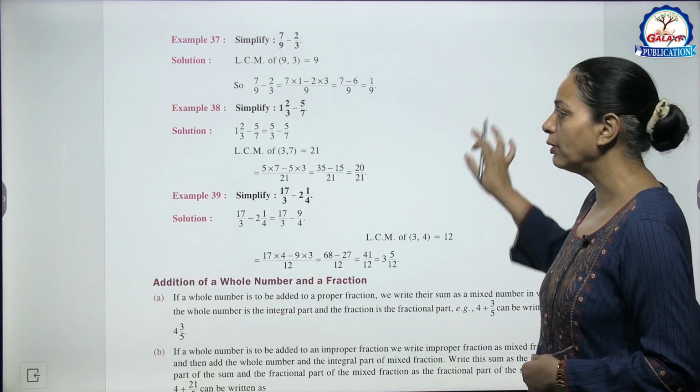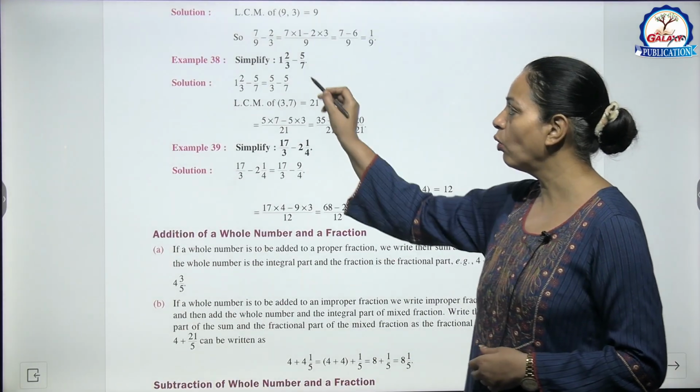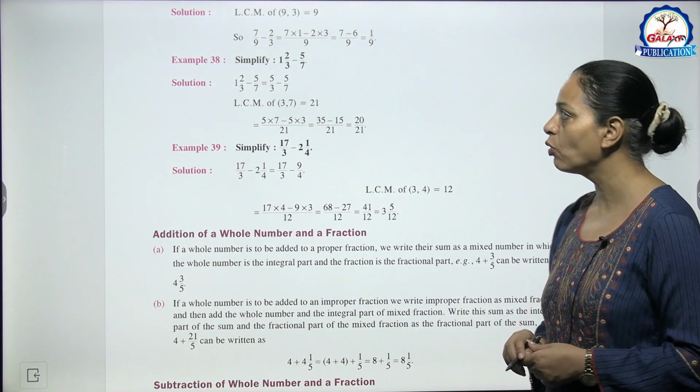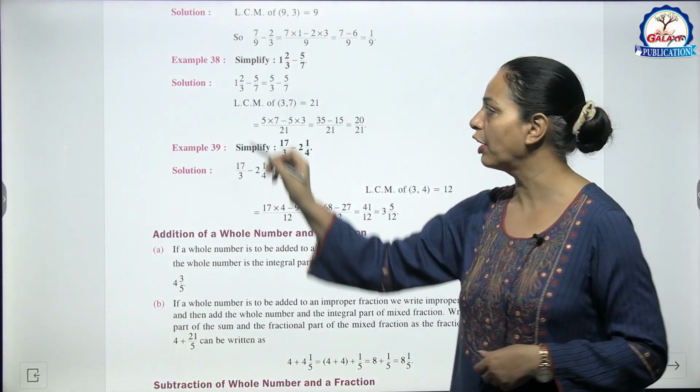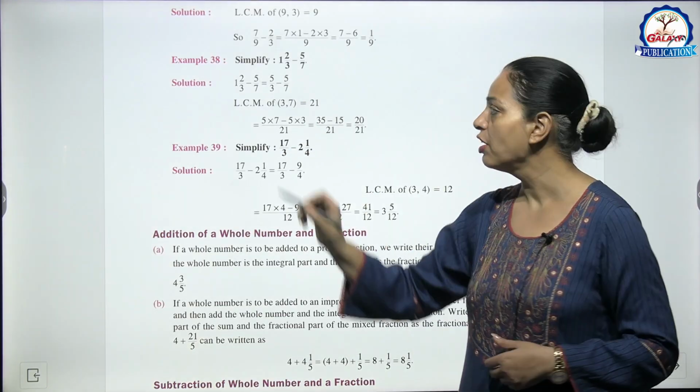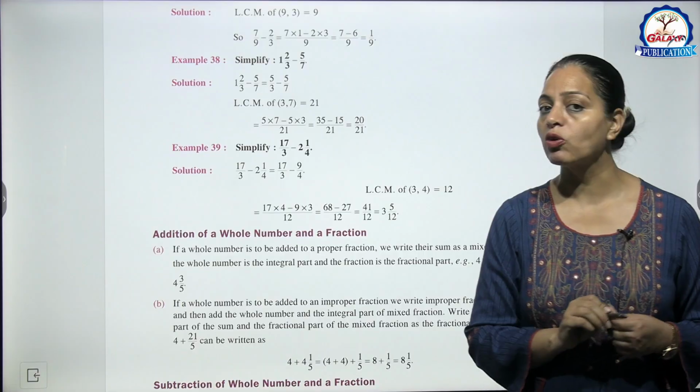Okay. Now example 38, simplify 1 whole 2 by 3 minus 5 upon 7. So now 1 whole 2 by 3 minus 5 by 7, convert into improper fraction. 5 upon 3 minus 5 upon 7.